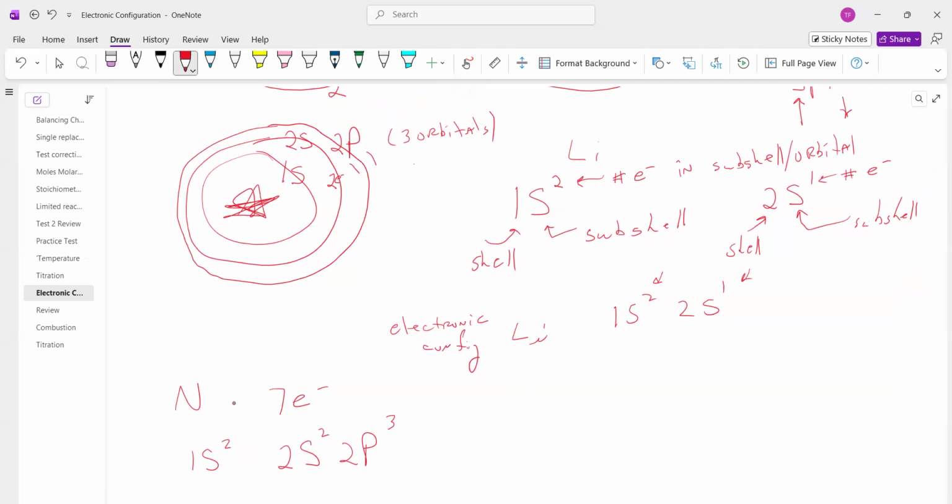Her question is, why can p's have more than 2? That's because p's have 3 orbitals, suborbitals, and 3 times 2 is 6. That's where they get the 6 from, because we have 3 suborbitals in there. Each one has a maximum of 2. We have 2, 2, 2 max. But we don't have enough electrons to go all the way out. We only have 7 electrons for nitrogen, so we can only put 3 in there.